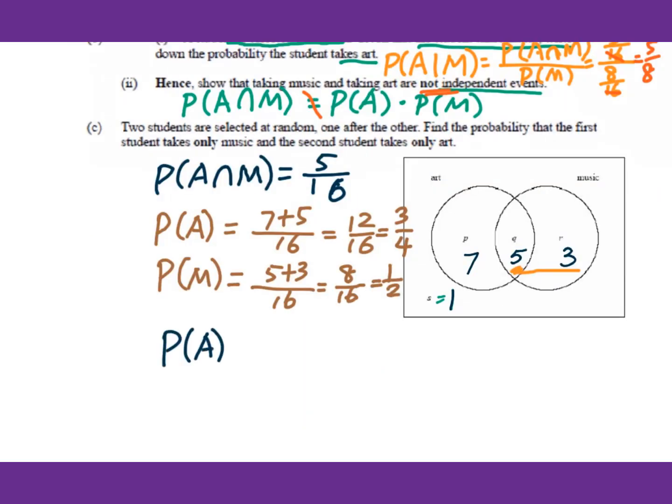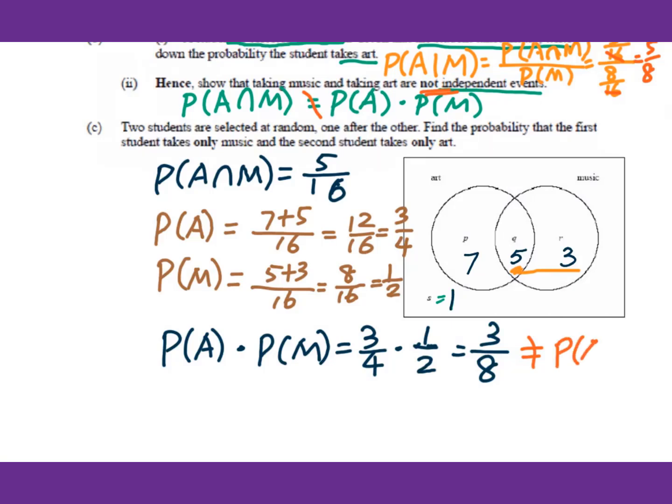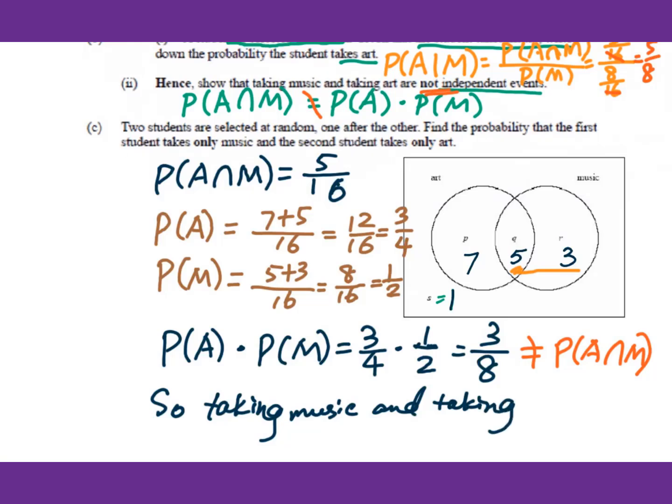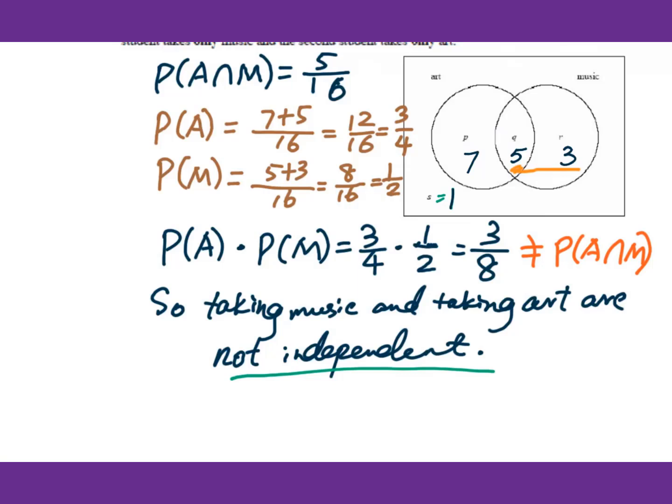Then the probability of A times the probability of M equals 3 over 4 times 1 over 2. That is 3 over 8. We could say that this is not equal to the probability of A intersect M. Therefore, taking music and taking art are not independent. That's it. Now let's go to C.